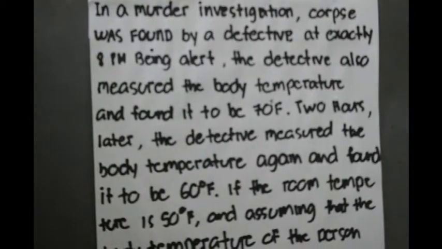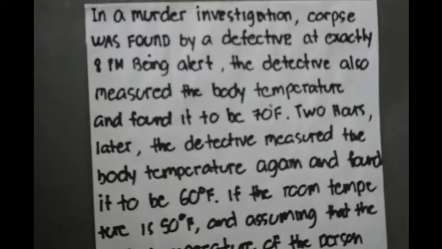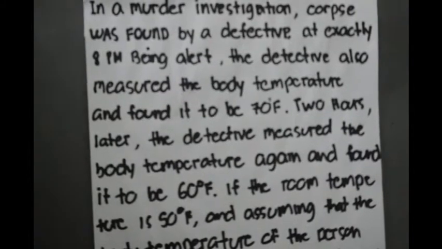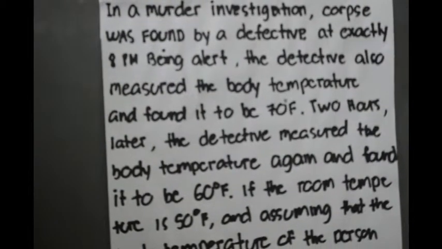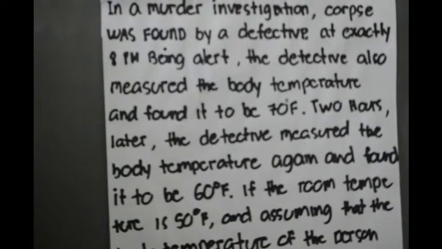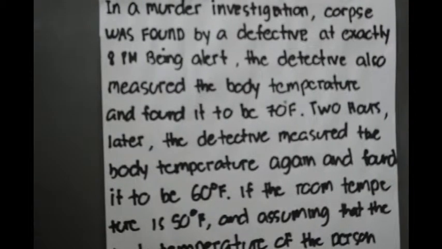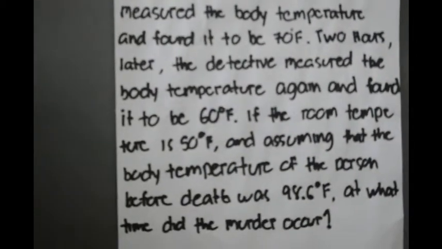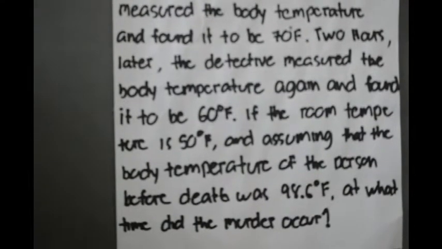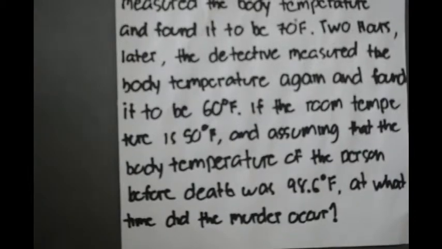In a murder investigation, a corpse was found by a detective at exactly 8 p.m. The detective also measured the body temperature and found it to be 70 degrees Fahrenheit. Two hours later, the detective measured the body temperature again and found it to be 60 degrees Fahrenheit. If the room temperature is 50 degrees Fahrenheit and assuming that the body temperature of the person before the death was 98.6 degrees Fahrenheit, at what time did the murder occur?